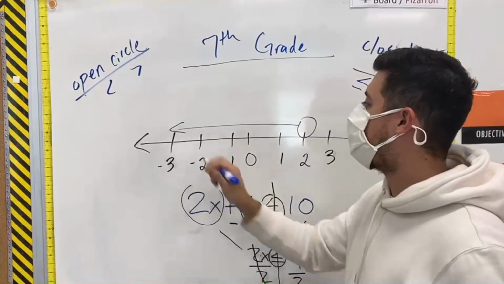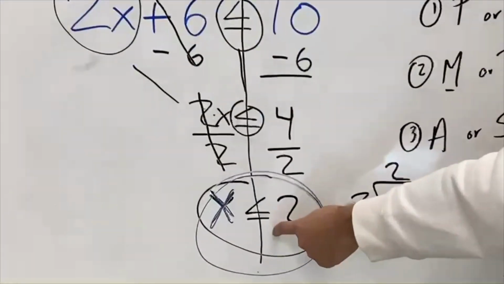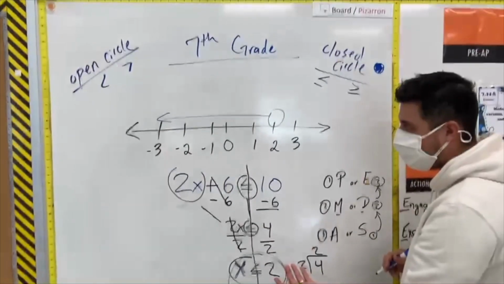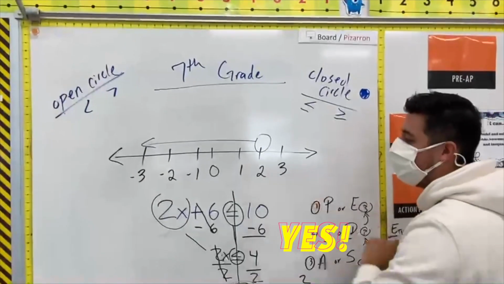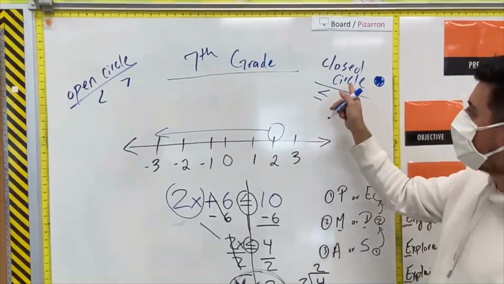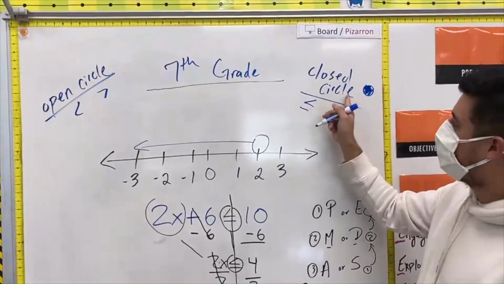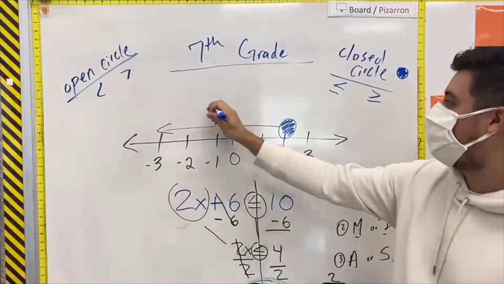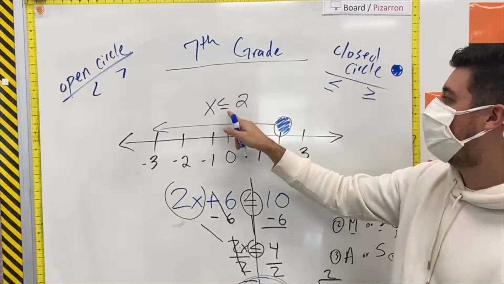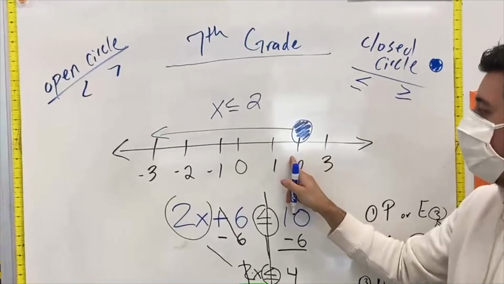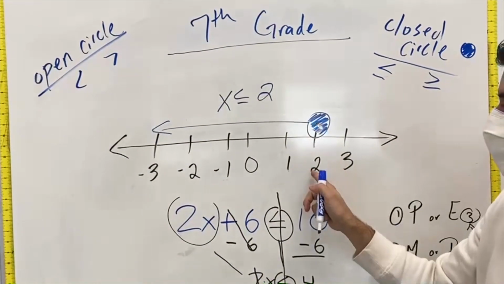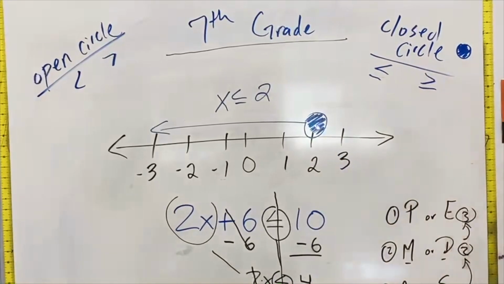But it says less than or equal to. So can it also be 2 as well? Can it be 2 also? Yes, it can be 2 also. Which means it's gonna be a closed circle. So x is less than or equal to 2 would look like this. All the numbers that are less than or equal to that number 2 right there.